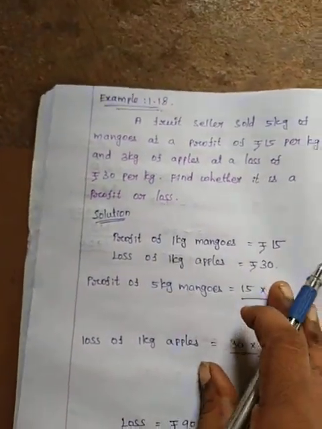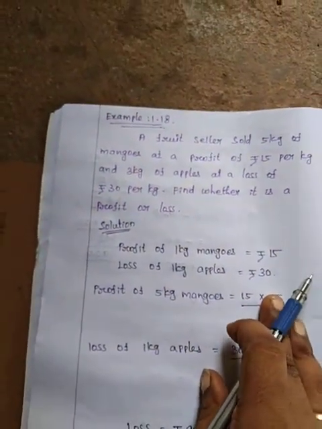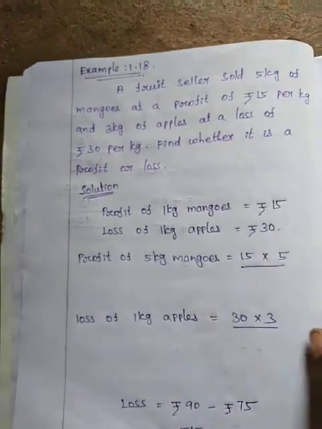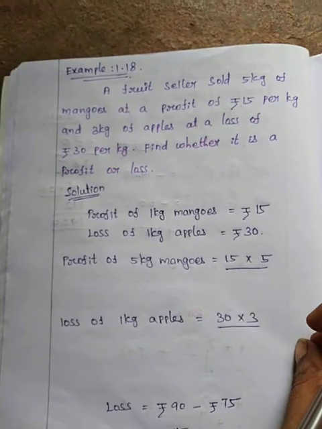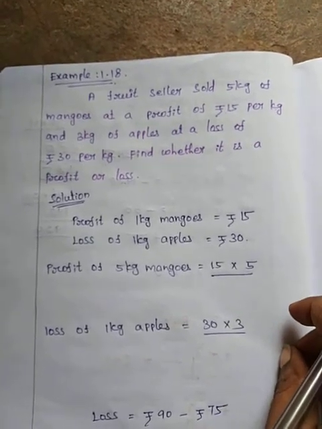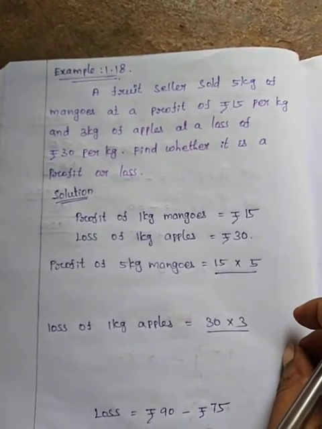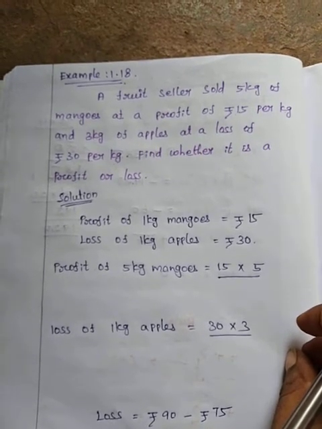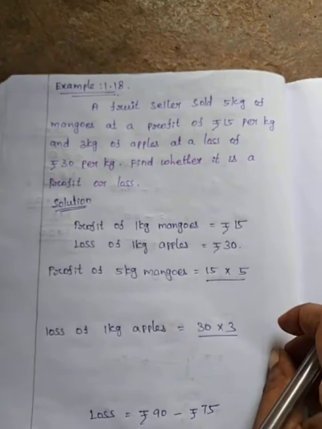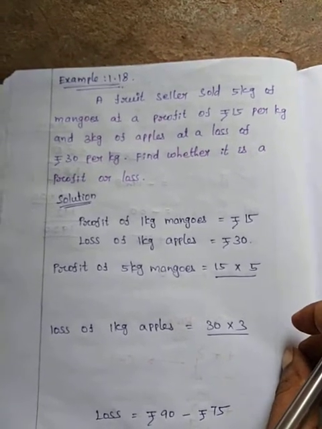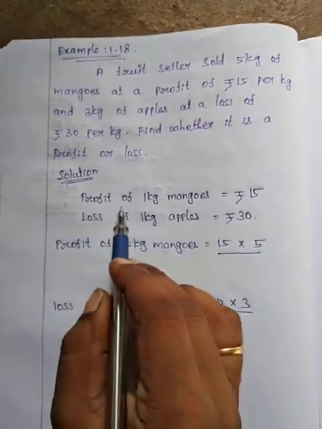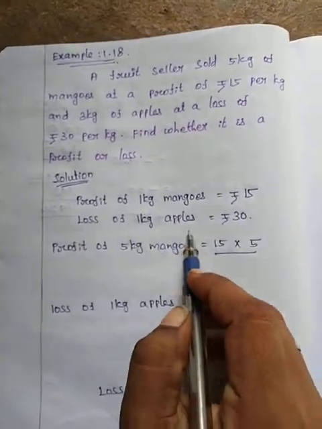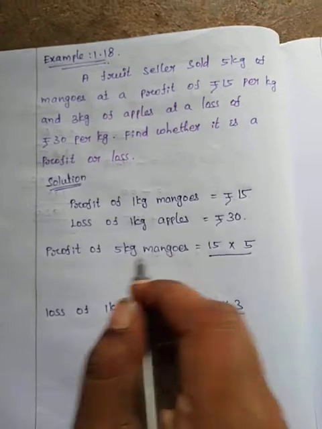But before that, what are the things given in the problem? The fruit seller sold how many kgs of mangoes? He sold 5 kgs of mangoes and 3 kgs of apples. So he got a profit on mangoes and a loss on apples. Profit on 1 kg of mangoes is rupees 15. Loss on 1 kg of apples is rupees 30.